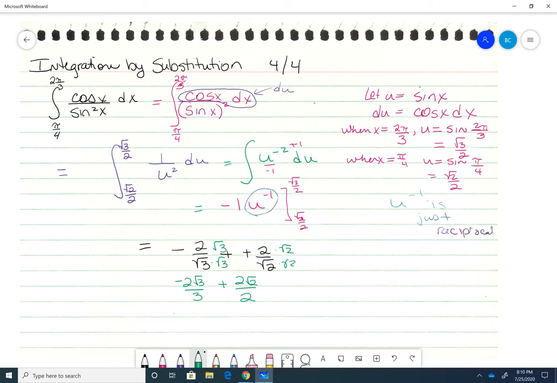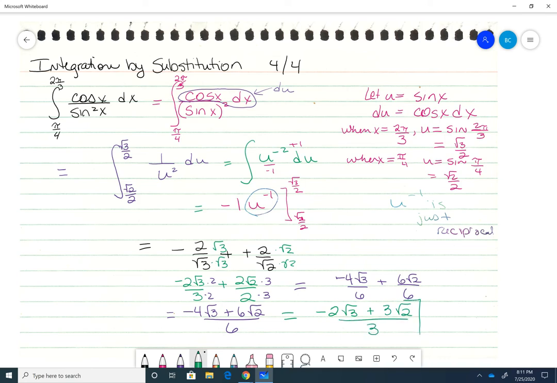And now to get a common denominator, that's going to give me negative 4 square roots of 3 over 6 plus 6 square roots of 2 over 6. So my common fraction would be that over 6, and then of course that will reduce by 2. So it gives me negative 2 square roots of 3 plus 3 square roots of 2 over 3. So technically there it is, the final answer.